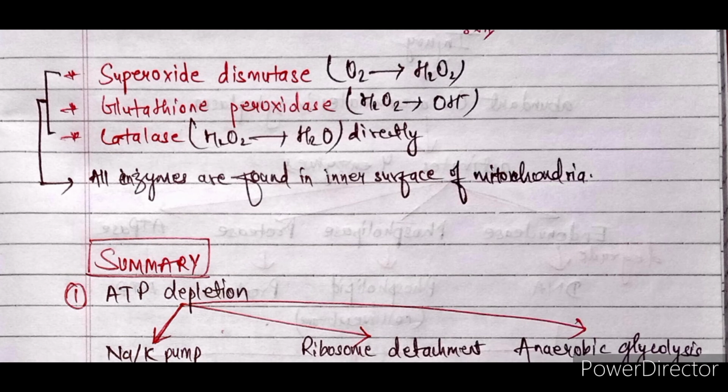So the superoxide dismutase converts O2 to hydrogen peroxide. Glutathione peroxidase converts hydrogen peroxide to hydroxyl ion, and catalase converts hydrogen peroxide to water directly, and all these enzymes are formed in the inner surface of mitochondria.